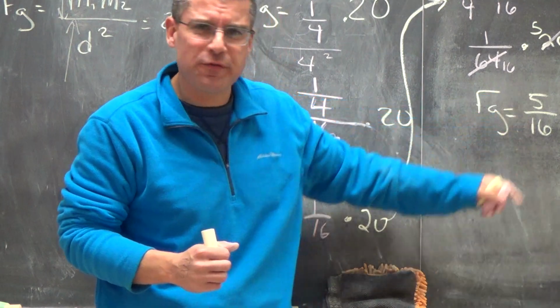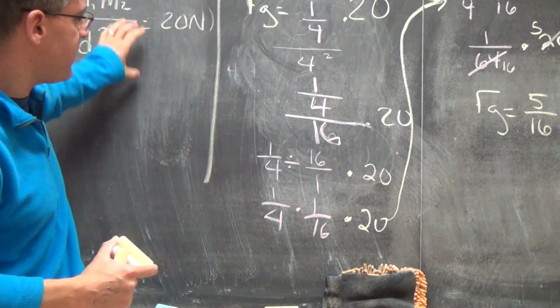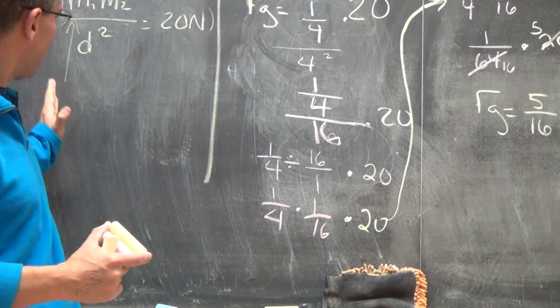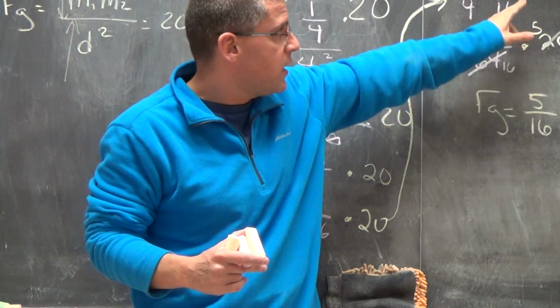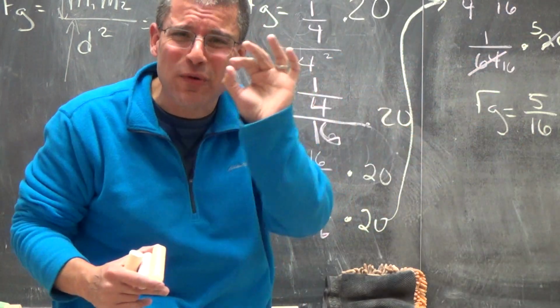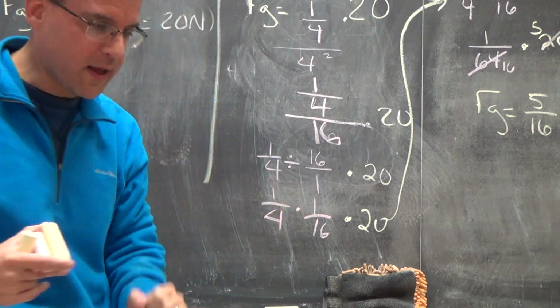We're left with 5/16. That's less than 1/2 of a Newton. So you can say, based on this data, decreasing that mass and really increasing that distance, we significantly reduced the gravity from 20 down to less than 1/2 of a Newton. Okay? All right, good. We'll do one more together.